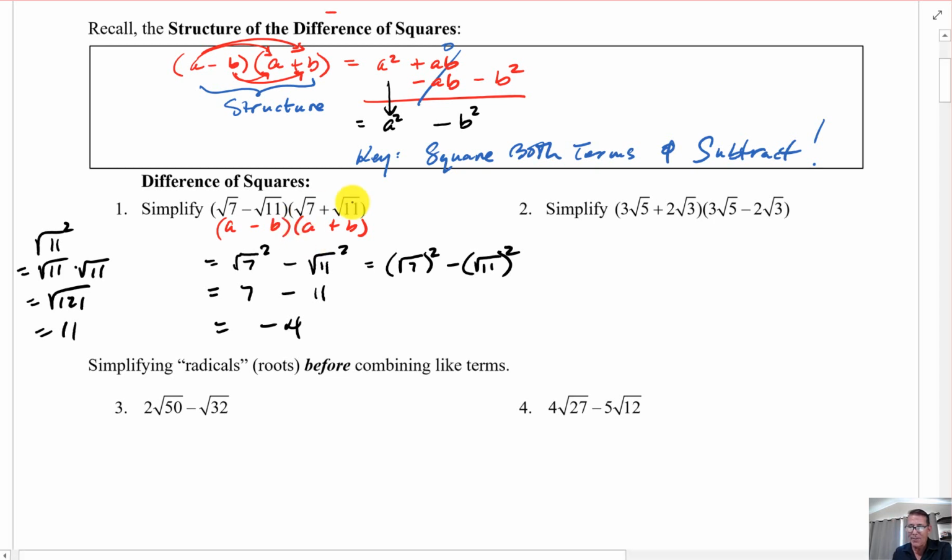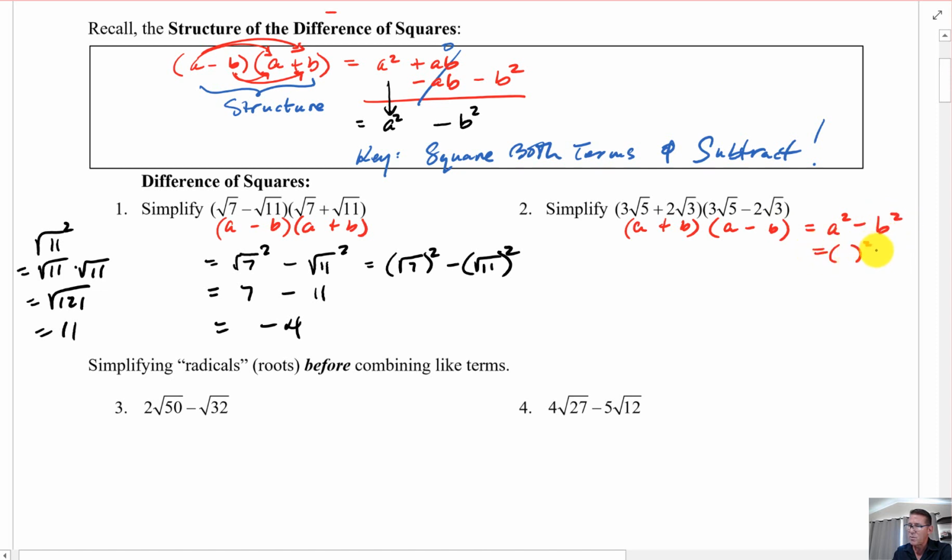Now, if you're lucky, life is that simple, and you only have a single root. But sometimes roots have coefficients. And when they do, you have to approach it slightly differently. It's the same method overall, but you have to know one more thing about how to deal with radicals. So when you have a plus b times a minus b, where a is 3 root 5 and b is 2 root 3, notice we have the same structure. So when you see that, you know this is equivalent to a squared minus b squared.